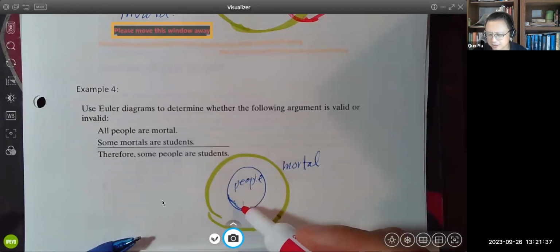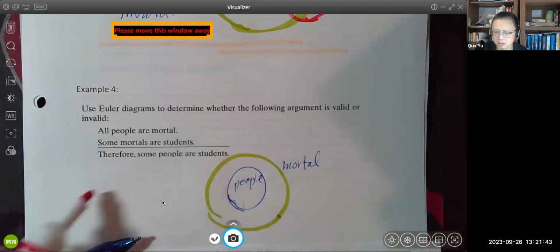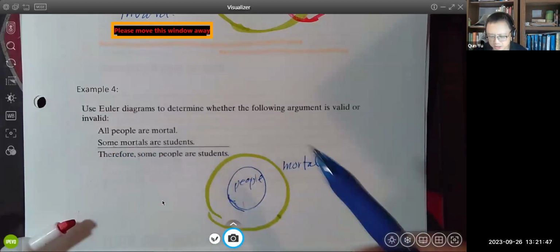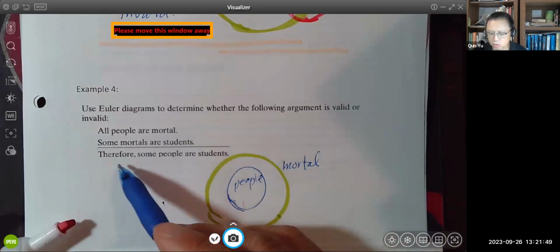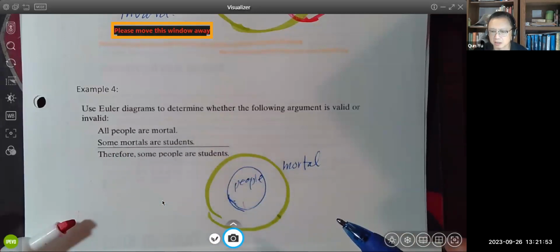I can also encounter the blue circle to partially overlap with the green circle. In other words, I have more than one way to draw the second premise. That's why I need to look at the conclusion first before I draw the second premise. I want to go against the conclusion if that is possible.